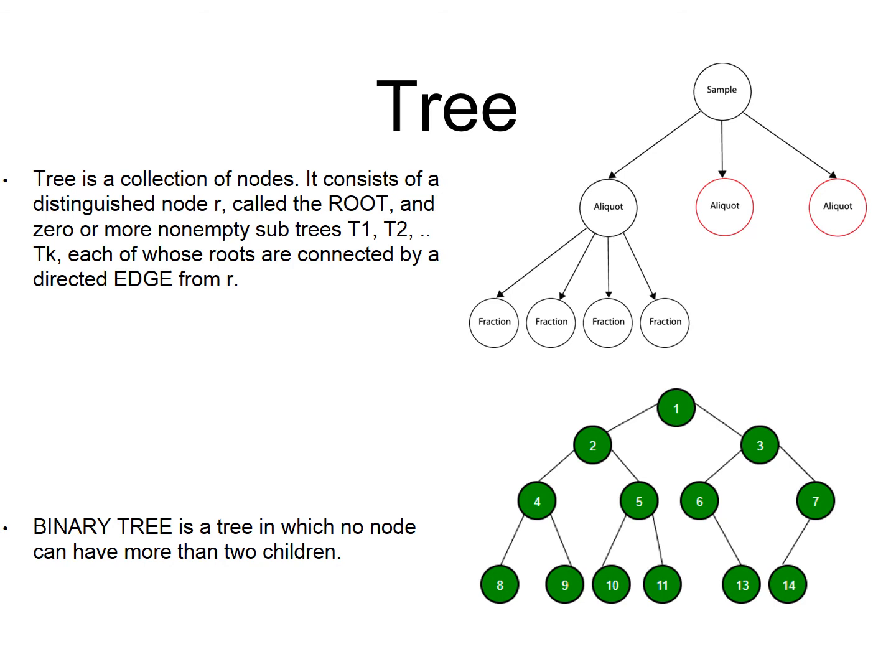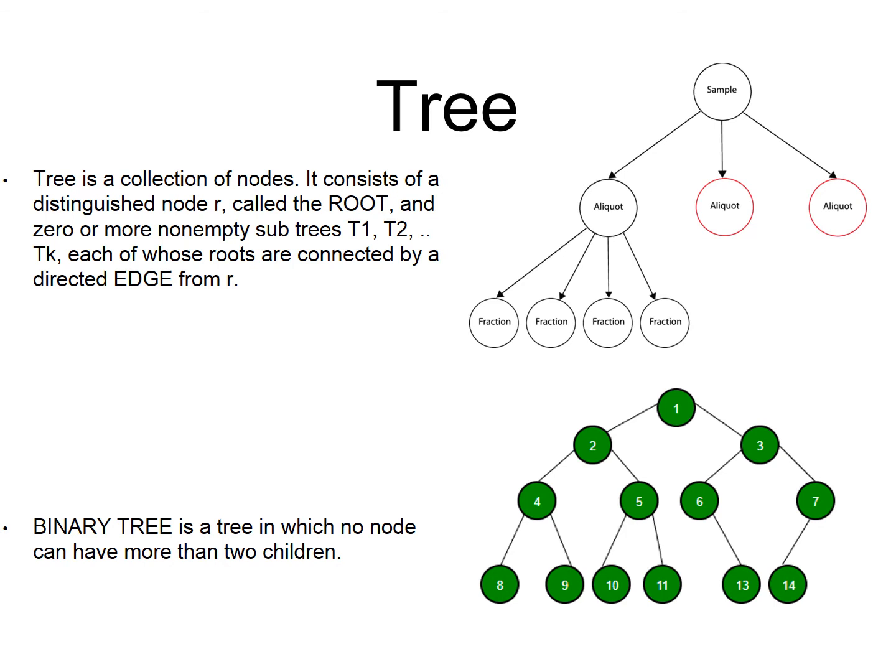This tree can have n number of nodes connected to it. If a node has only 2 nodes connected to it, then it is called a binary tree. So what is a binary tree? A binary tree is a tree in which no node can have more than 2 children. The first diagram is not a binary tree since the root itself has 3 nodes, whereas the second diagram is an example of a binary tree. You can see 1 has only 2 children, that is 2 and 3. And 2 has 4 and 5, and 3 has 6 and 7. Like this it goes on.